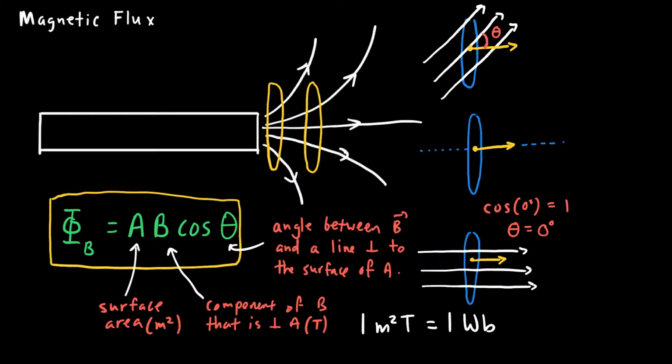Right? And of course you can imagine the extreme scenario where the magnetic field was directed up, and the loop was oriented in the same direction. In that kind of scenario, the angle between the line and the magnetic field would be 90 degrees, and the cosine of 90 degrees is equal to 0. And so the flux would be 0.